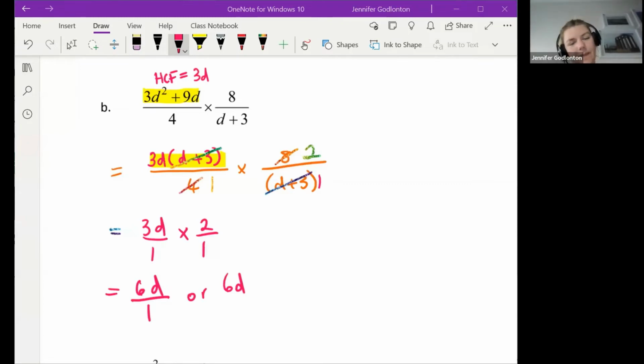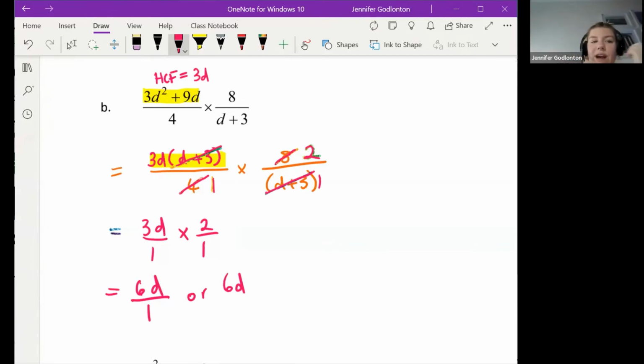Ma'am, I'm confused about the second last part. This part over here. Yes. So all I'm doing is writing it with what I've cancelled. That d plus 3 cancelled with that d plus 3. So I've just got 3d at the top, and this 4 goes into itself once and into 8 2 times. So I'm left with 3d over 1. And then on this side, I'm just left with the 2 over 1. So I'm just writing what I have left of my fraction now that I've cancelled things.